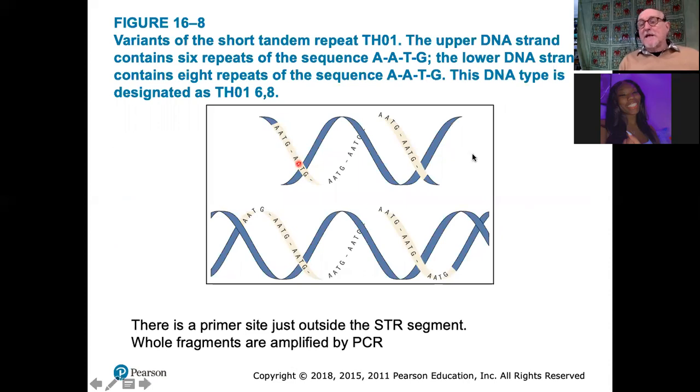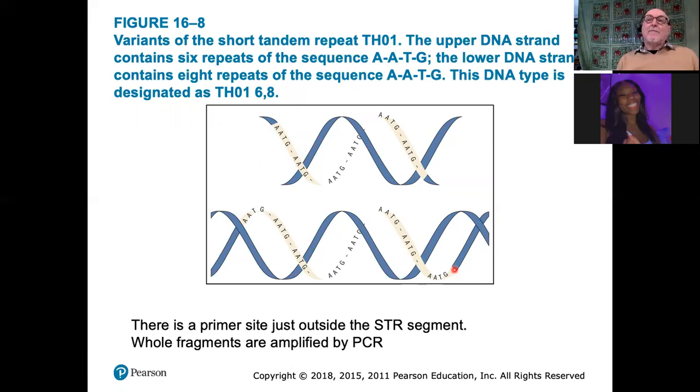We've got one, let's say the top one is from your mother, bottom one from the father. And this one here, they are AATG, AATG, AATG, etc., etc. And the top one has 6, and I think the bottom one has 8 repeating segments. On either side here and here, sorry, there is a sequence which we know.